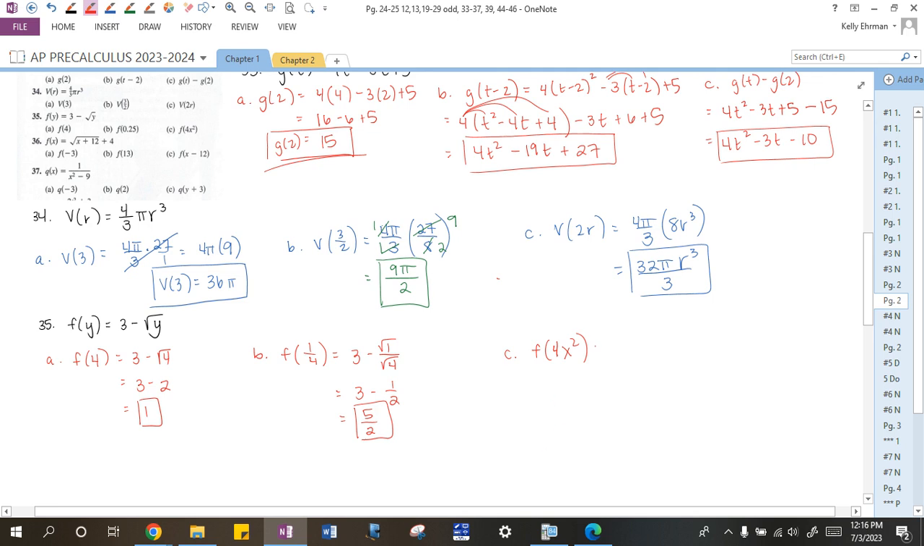And then part C, 3 minus the square root of 4x squared. Now be careful here, the answer is not 3 minus 2x. It's 3 minus 2 times the absolute value of x. And why is that the case? Or it could be 3 minus absolute value of 2x, however you want to think of that. Why is this the case?